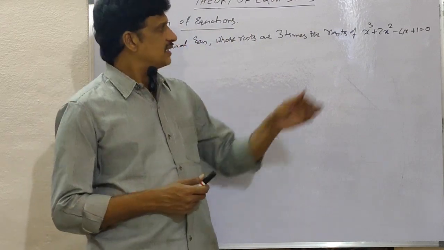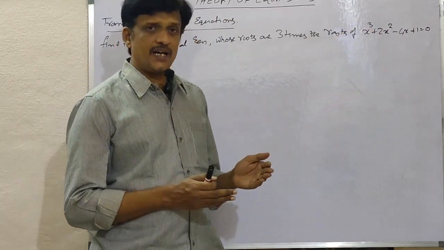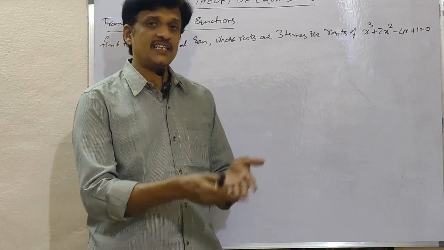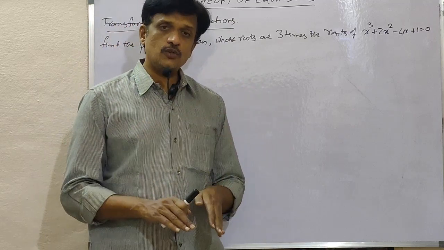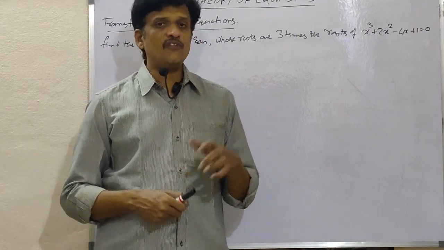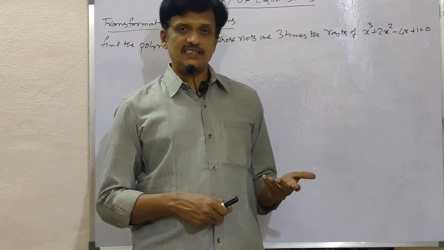The actual direct method is we have to solve this cubic equation. Then you get the roots alpha, beta, gamma. Now each root is multiplied with 3, so 3 alpha, 3 beta, 3 gamma are the new roots. Corresponding to those, we have to form a polynomial. Instead of doing that, by using the statements of theorems, we can write this easily.